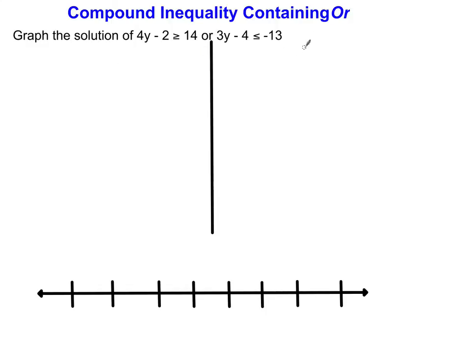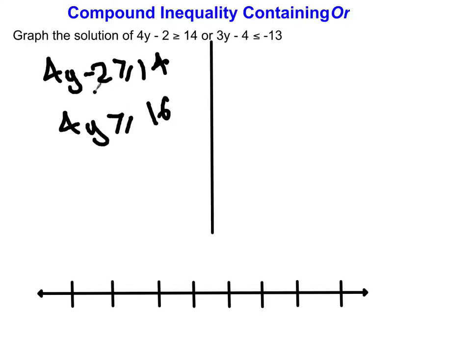So now only one of these has to be satisfied in order for it to be a solution, because it says or. So 4y minus 2 needs to be greater than or equal to 14. 4y needs to be greater than or equal to 16, if you add 2 to both sides. And y needs to be greater than or equal to 4. If you divide 4 on both sides, this is what you get.